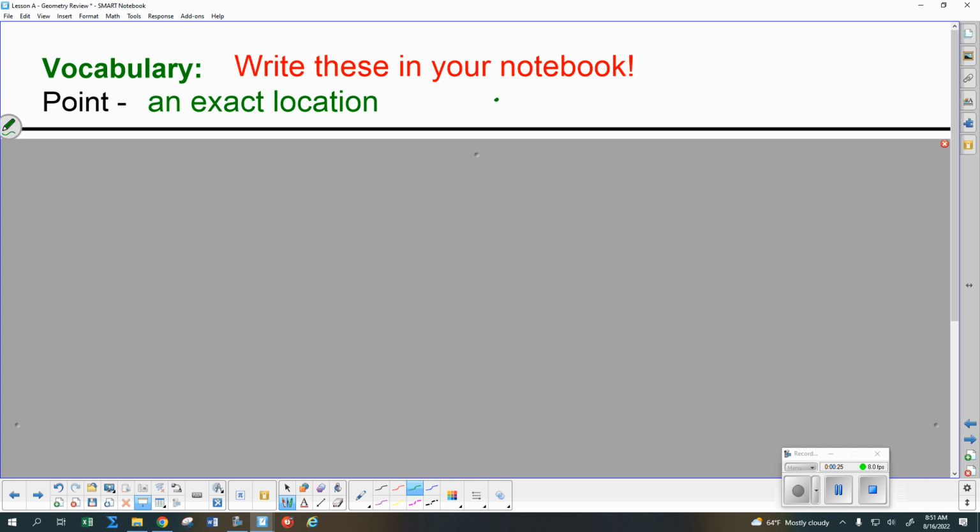First, a point is an exact location. We draw it with a dot, even though that dot is really too fat for a point. That's how we draw it. We label points with uppercase letters. So that's how I would draw and label point A.